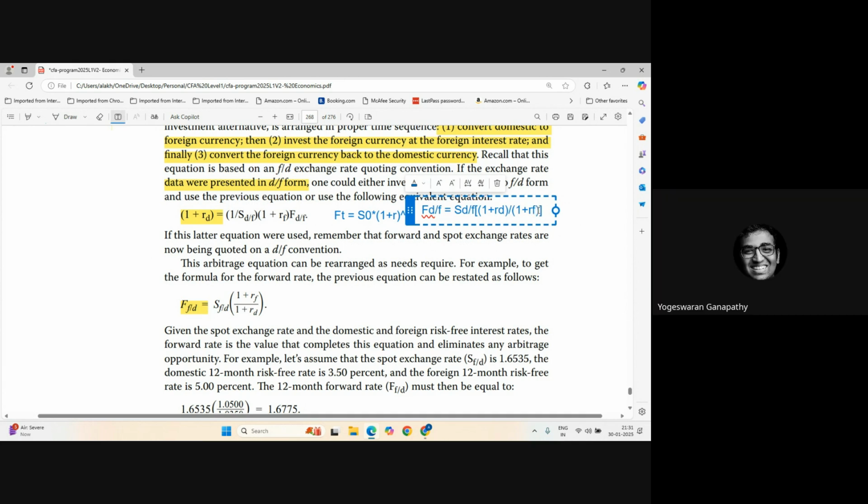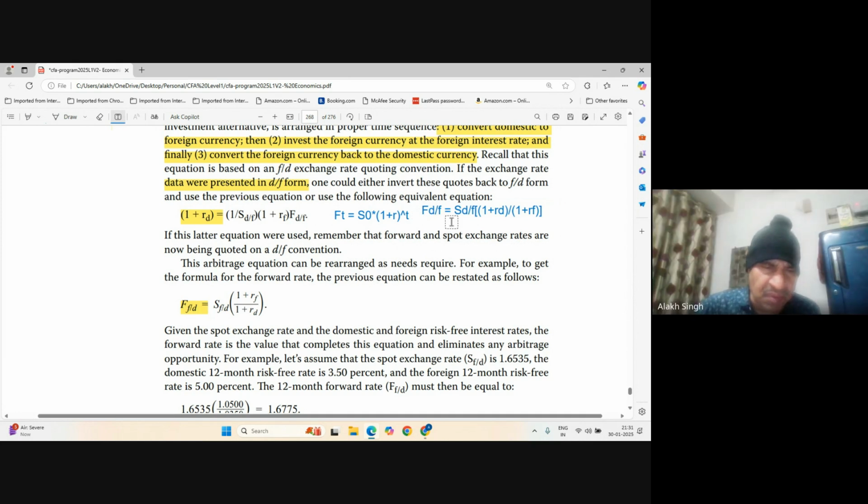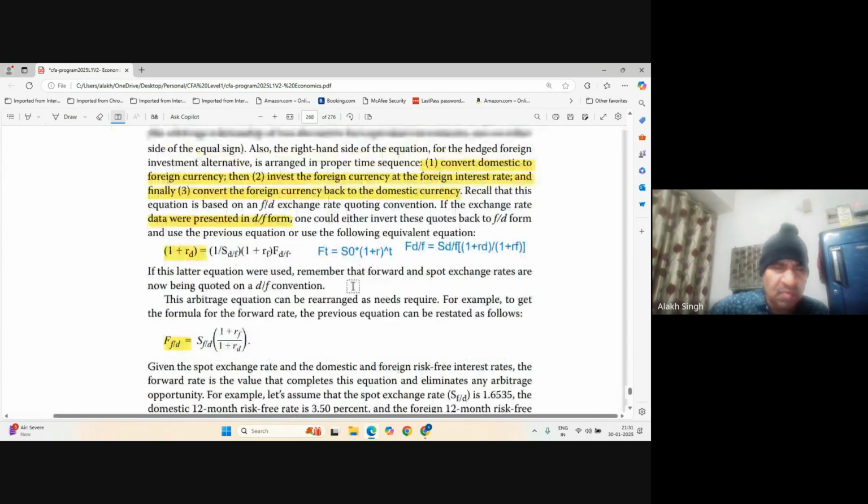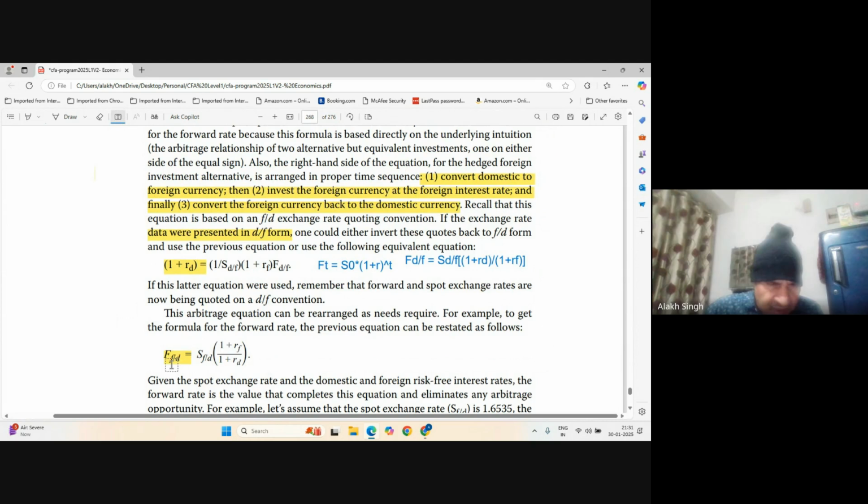Because it's coming already in D by F, so now it will be opposite, 1 plus RD will come. So for the forward rate, the summary can be rearranged as it requires. Here it is F by D, not D by F.